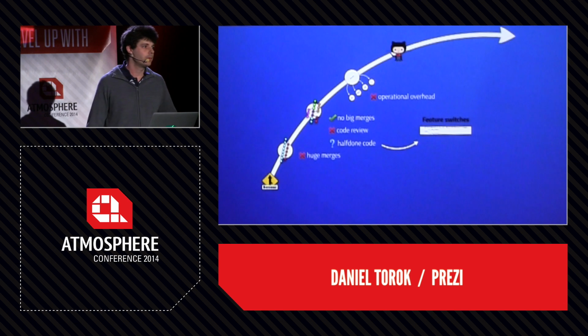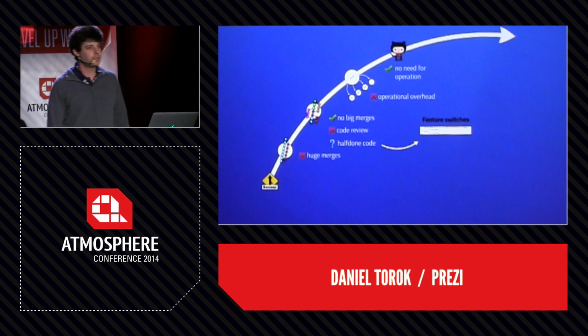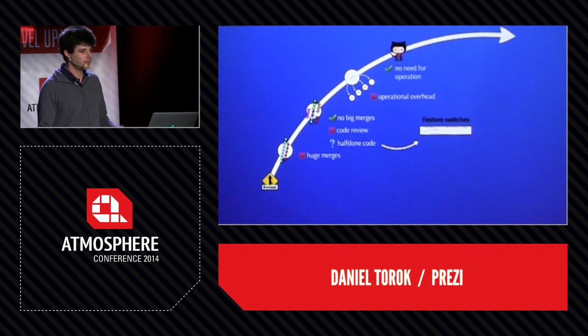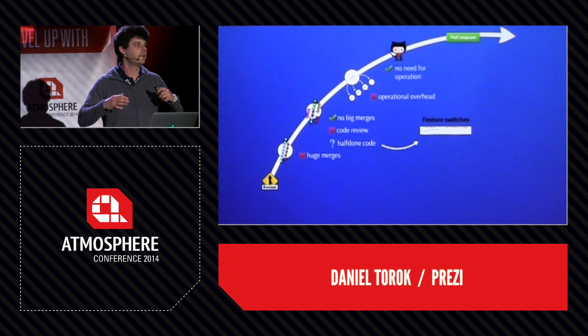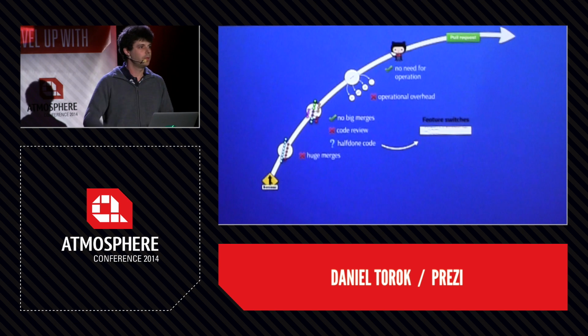So after we migrated everything from our own Bazaar to GitHub, then we didn't need any more operation, and it was great. We were using GitHub for a while, but having and not having the code review was always a problem. So now we decided to go for pull requests, which is a very good feature of GitHub, and with this we can review all the code we want to push into the master branch.